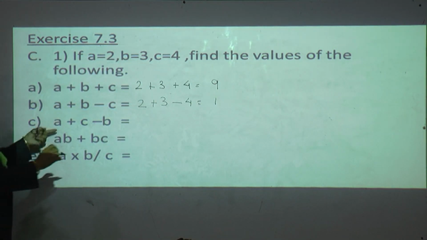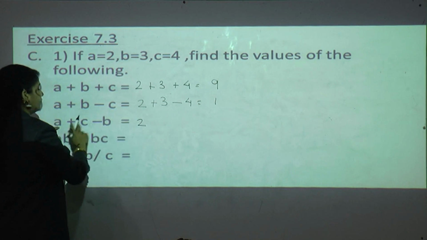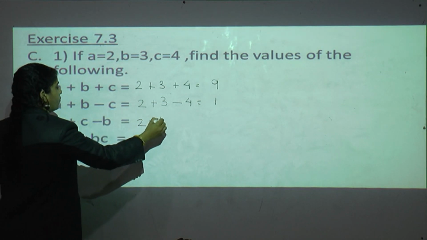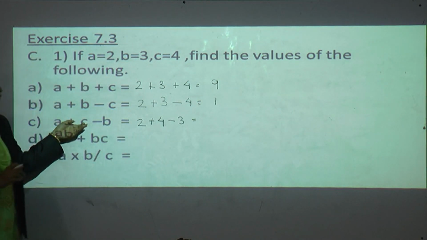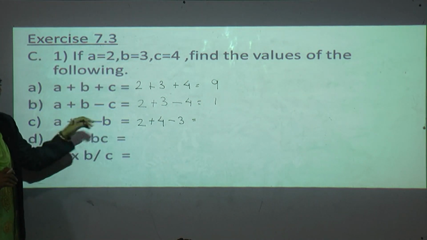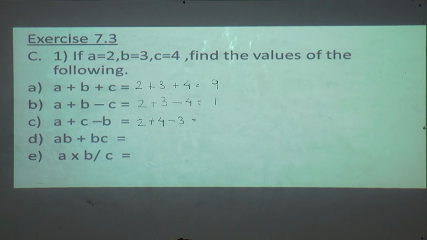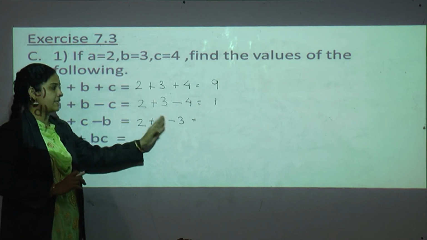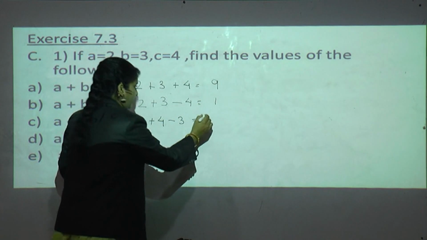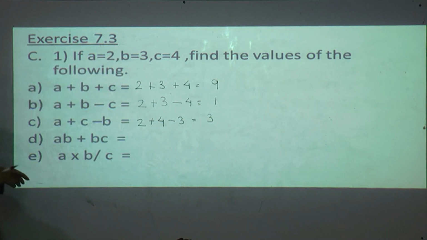Again, a 2 plus 4 minus 3, because value of c is 4 and value of b is equal to 3. So do the calculation, students. 2 plus 4, 6. 6 minus 3, 3. Very good.